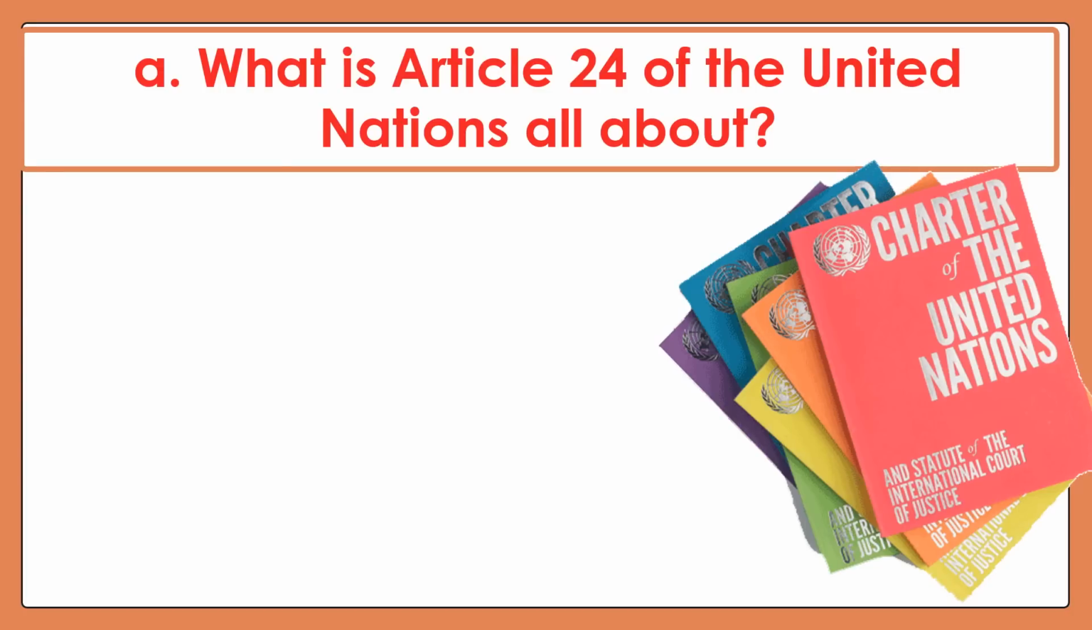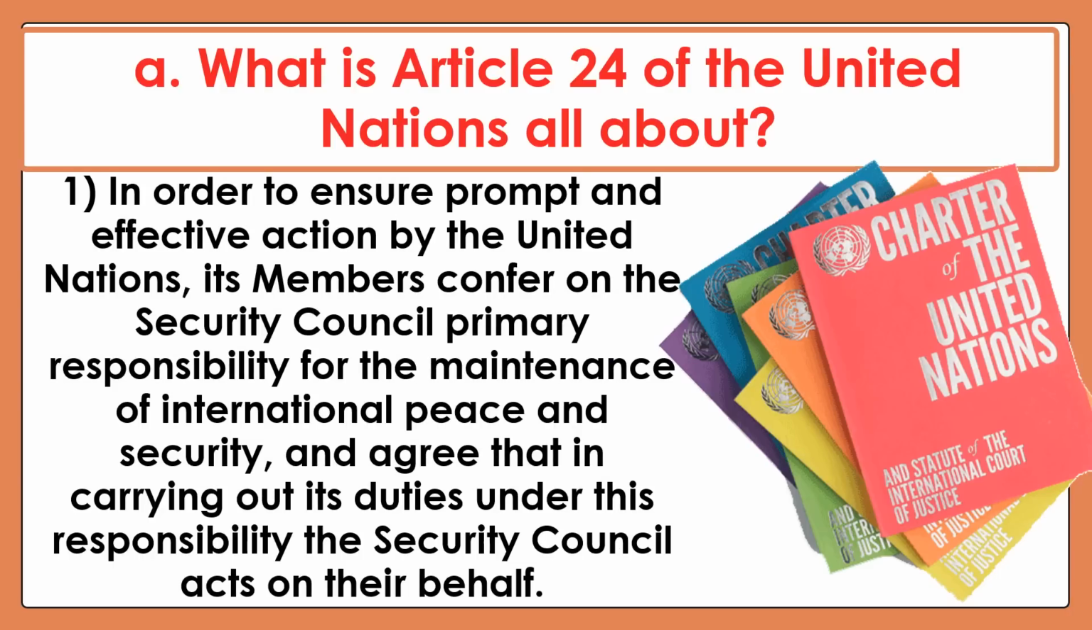A. What is Article 24 of the United Nations all about? Number 1. In order to ensure prompt and effective action by the United Nations, its members confer on the Security Council primary responsibility for the maintenance of international peace and security, and agree that in carrying out its duties under this responsibility, the Security Council acts on their behalf.